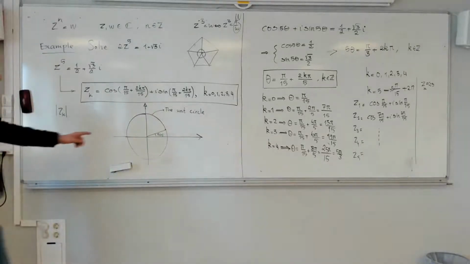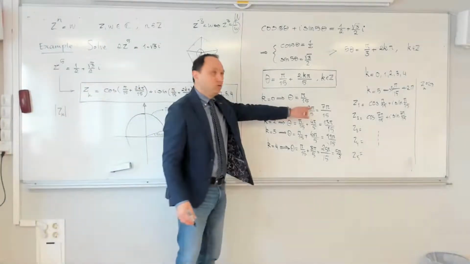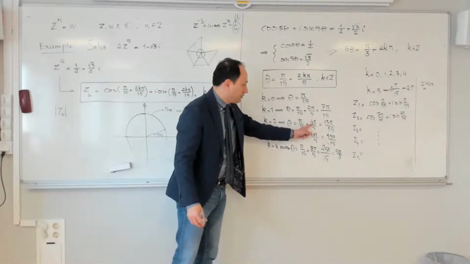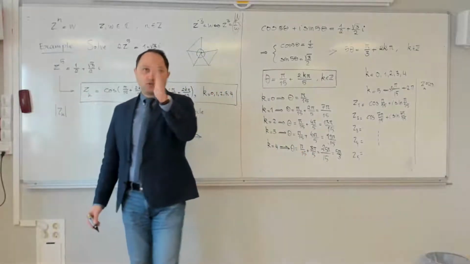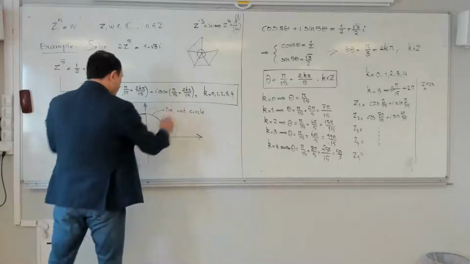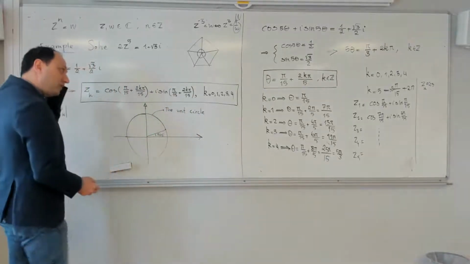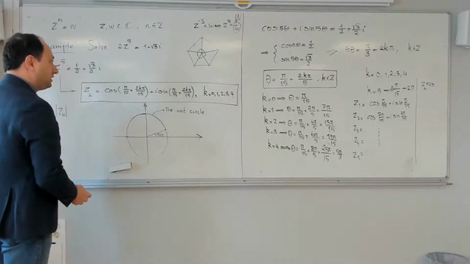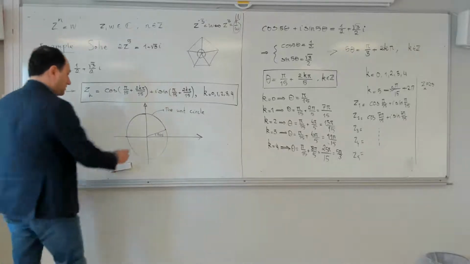So it's clear. I start from here. Every time I am adding 2 pi over 5. Do you see? 2 pi over 5, another 2 pi over 5, it becomes 4 pi over 5. Another 2 pi over 5, another 2 pi over 5. So I am just rotating by 2 pi over 5 each time. What is 2 pi over 5, by the way? It is 72 degrees. So each time I am adding 72 degrees.